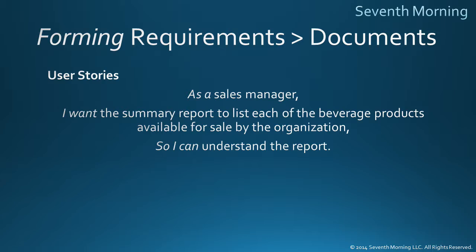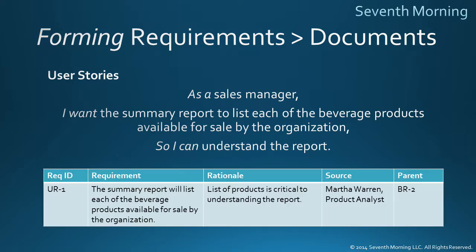Here's an actual example on the screen now, a hypothetical user story for the beverage sales tracking system that we've been talking about. Okay, as a sales manager, I want the summary report to list each of the beverage products available for sale by the organization so I can understand the report. And you can see that it's really just an alternative phrasing of our user requirement UR1 from earlier.